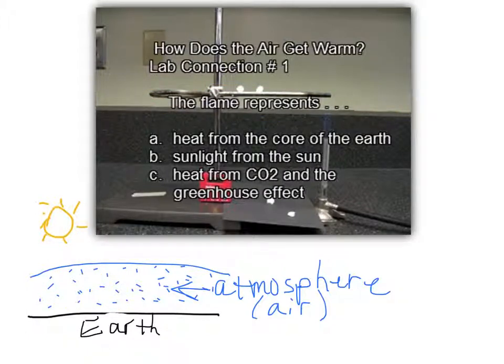If you guessed that the heat from the core of the earth is the source of the flame's heat, you are incorrect. If you are thinking the heat from CO2 and the greenhouse effect is possibly the source of the heat of the flame, also incorrect. If you guessed the sunlight from the sun is represented by the heat of the flame, you are correct. The flame represents the heat waves, or heat in the form of light, from the sun.